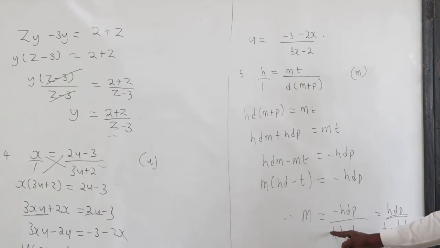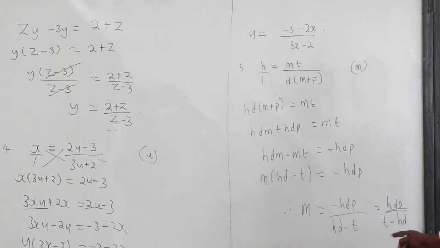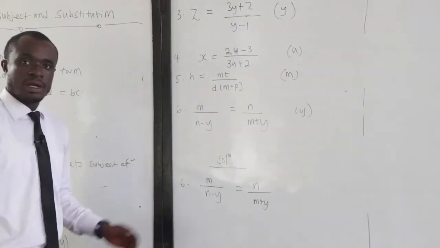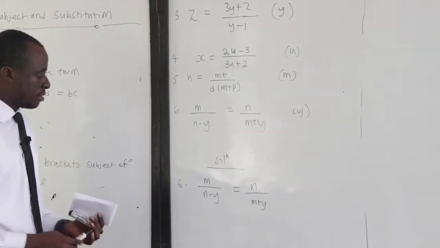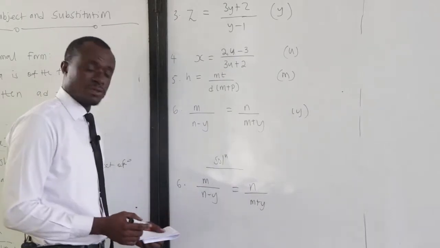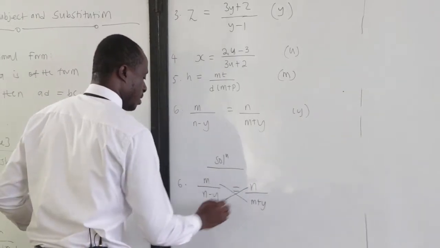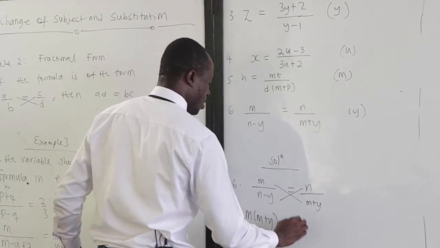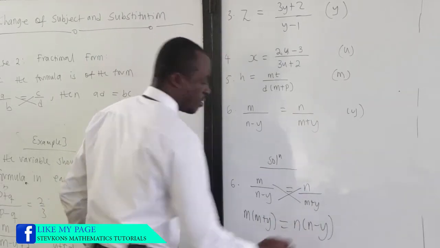While the negative multiplying by the, that will give us negative hd, and the negative and negative, that was what? Positive. Now let's consider question number 6. And this, what can we do? We can cross multiply. This is a past question. Cross multiply. So we have m plus y, n minus y.